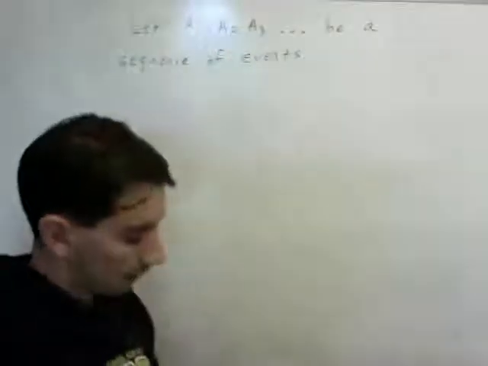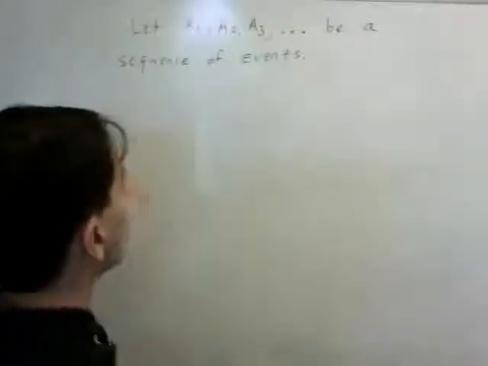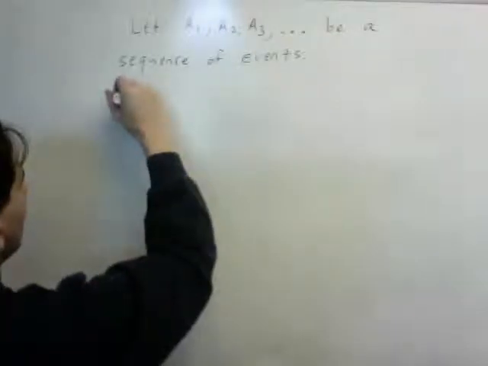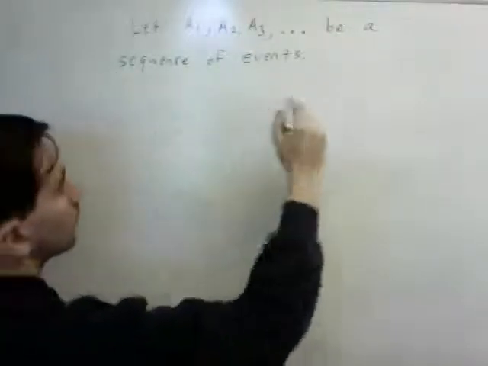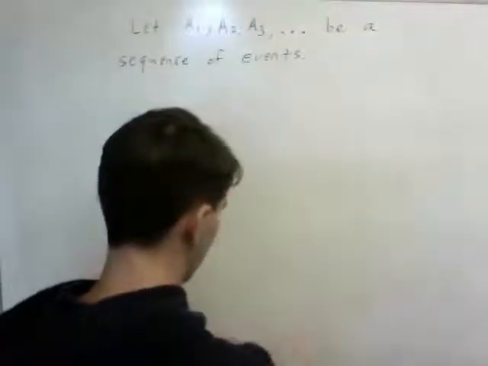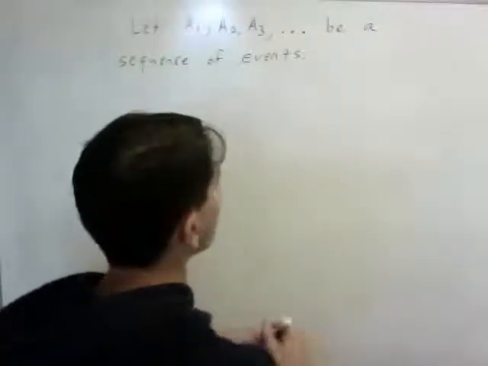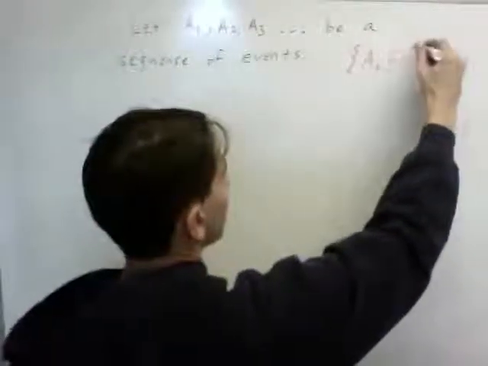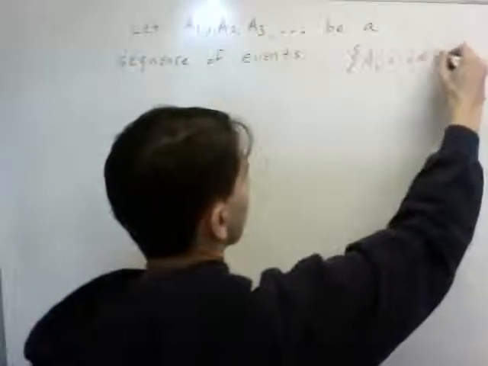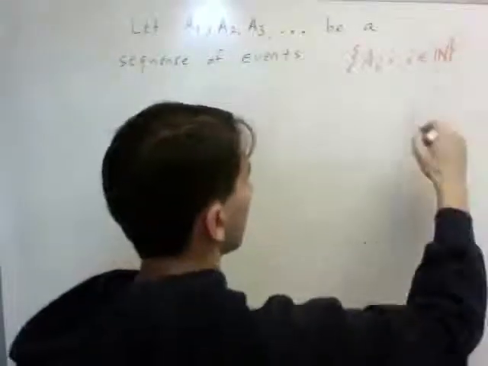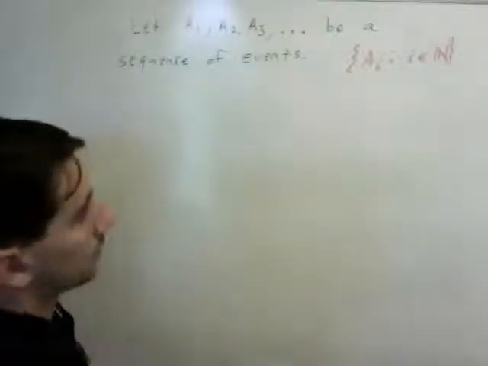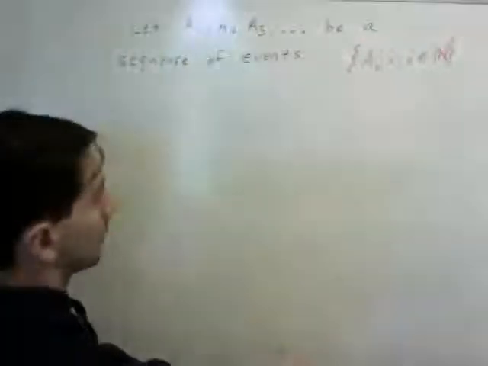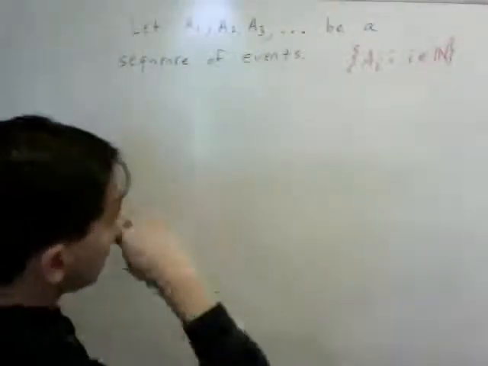So another way to write this sequence, it's a collection of events, or we can write it as a set. Let me do it in red or something to distinguish it. It's the collection A_i such that i is a natural number, right? So remember, the natural numbers are the numbers 1, 2, 3, 4, 5, and so on. And then we can write this as A_i such that i is some natural number. That gives us the set of all of these events.